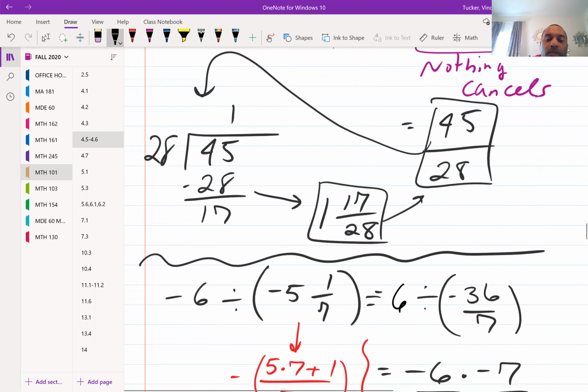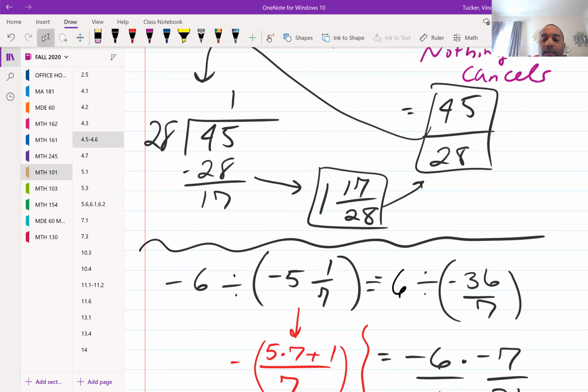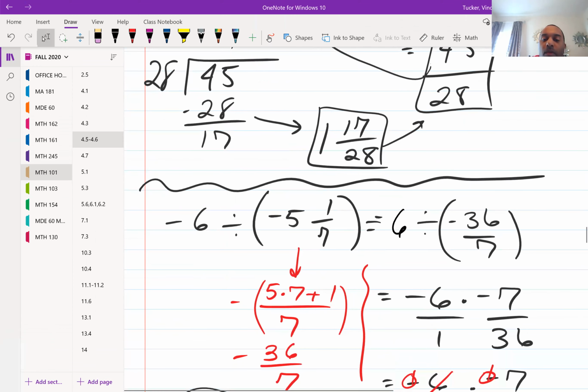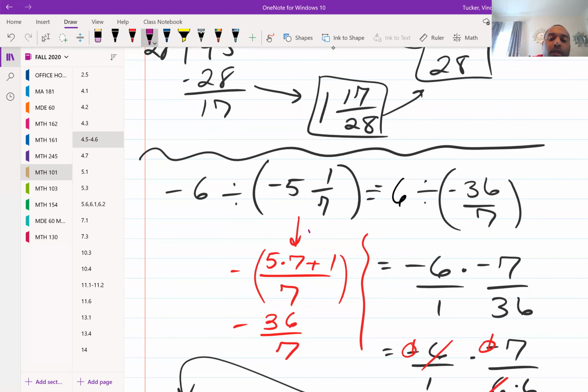All right, so for the next one, 6 divided by negative 5 and 1/7. Once again, the first move is here, converting that mixed number to an improper fraction. So I did 5 times 7 plus 1, which is 36. So that's what we have here, 36 over 7. 6 divided by negative 36 over 7. So it should be negative 6.